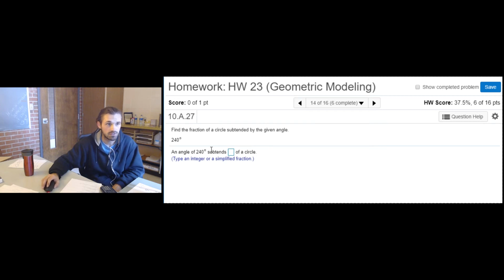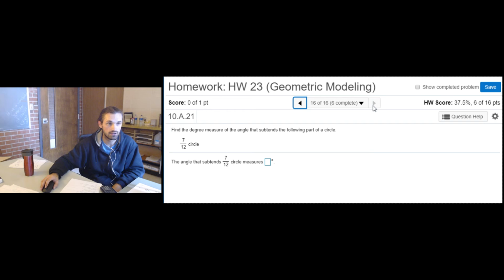Same song and dance for this one. 240 degrees. You can think of this as cuts the circle into blank. So simply take 240, divide it by 360 degrees to see what portion of the circle that this 240 degrees gives you. Find the fraction of the circle, so same song and dance here. And find the degree measure of the angle that subtends the following part of a circle. The angle subtends 7/12 of a circle measures blank degrees.